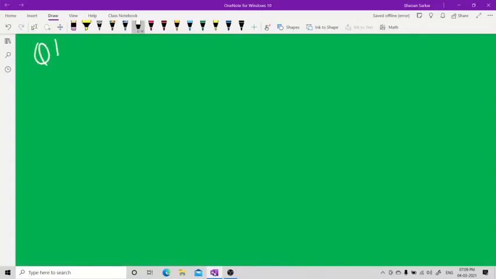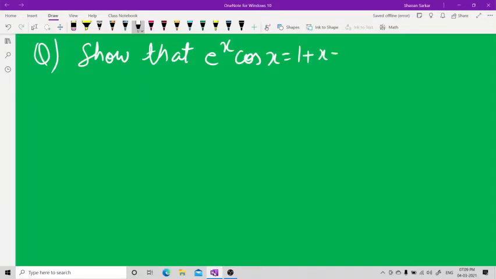Question: show that e to the power of x cos x is equal to 1 plus x minus 2x cube by 3 factorial minus 2 square x to the power of 4 by 4 factorial and so forth. Now this is an infinite series.